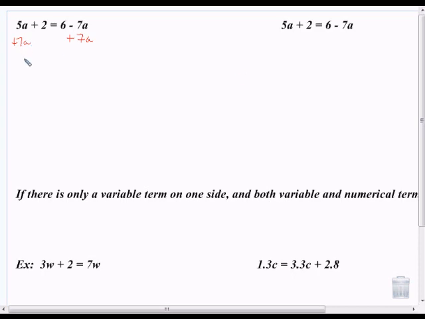So I get 12a plus 2 equals 6. And I'm going to subtract the 2. I don't have a choice after that. You have a choice on the first step of which one you're going to move, but after that you don't really have a choice anymore.